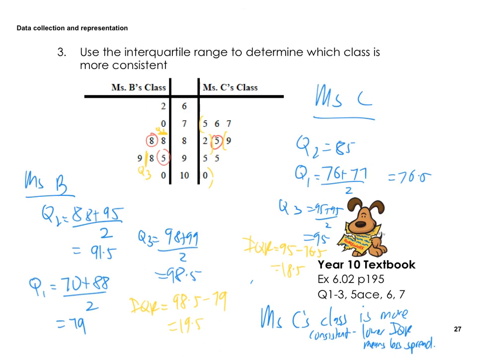Okay, that was quite a heavy lesson, quite a lot going on there, lots of questions. Just to clarify as well, you actually don't need Q2 when finding the IQR. I just use it to help me see where the middle is, and when you know where the middle is, it's easier to see the lower and upper bits.